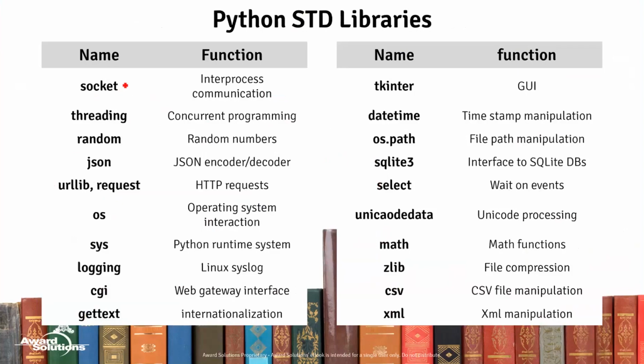Things like socket, threading, random. Random is one I've used just to generate random numbers. If I'm doing something with JSON, there's a JSON library that lets me manipulate JSON. I use that a lot for doing API calls. Sys helps me with runtime issues, and so as I'm trying to debug my code, I'll use the sys module quite a bit. Logging, CGI, date time, paths, select, math functions, CSV functions, XML functions, and so on.